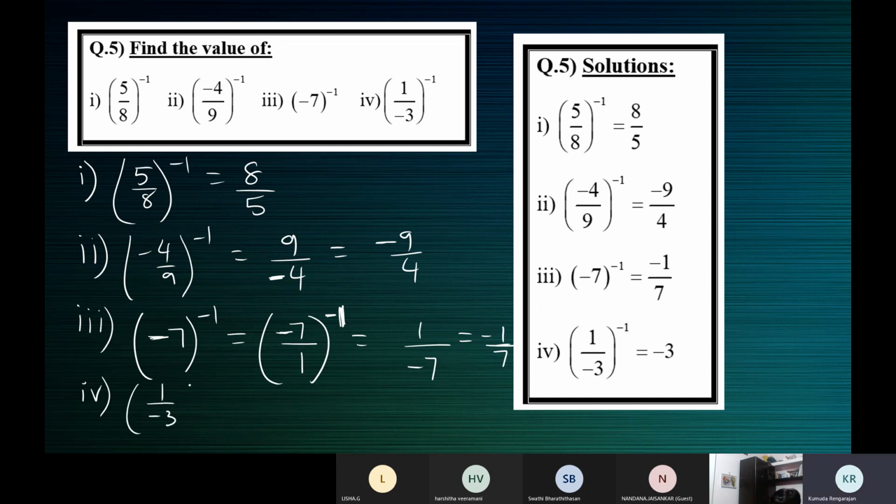1 by minus 3 to the power minus 1 is equal to the reciprocal. Reciprocal of this one is minus 3. 1 by minus 3 is minus 3 by 1. Okay, you can write minus 3 by 1, which is nothing but minus 3.